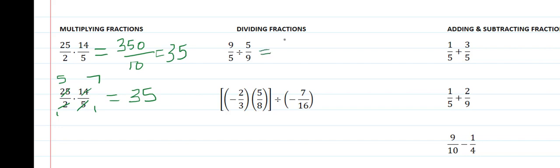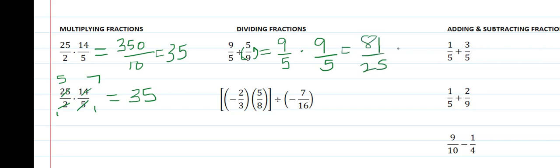The big key with division, the only difference is you flip the second fraction. So in other words, that goes up there, that comes down there, and then I get 81 over 25, and that cannot be reduced.